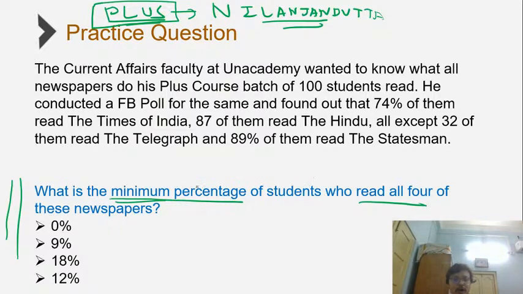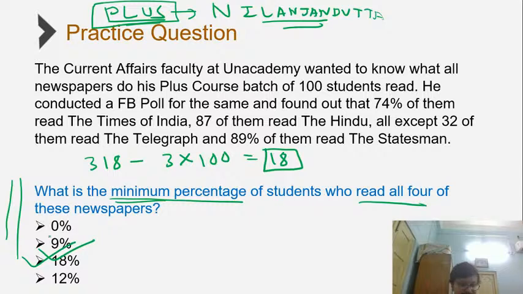So the minimum who read all 4 is 318 minus (n minus 1), that is 3, into 100, that is 18. The answer will be 18%.